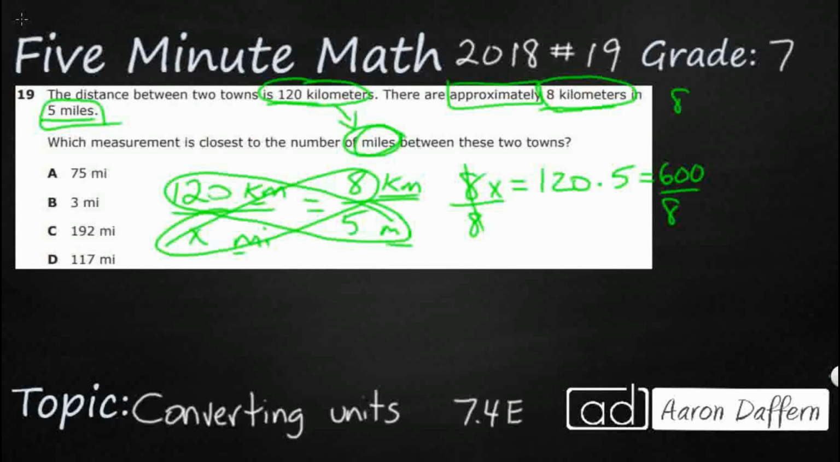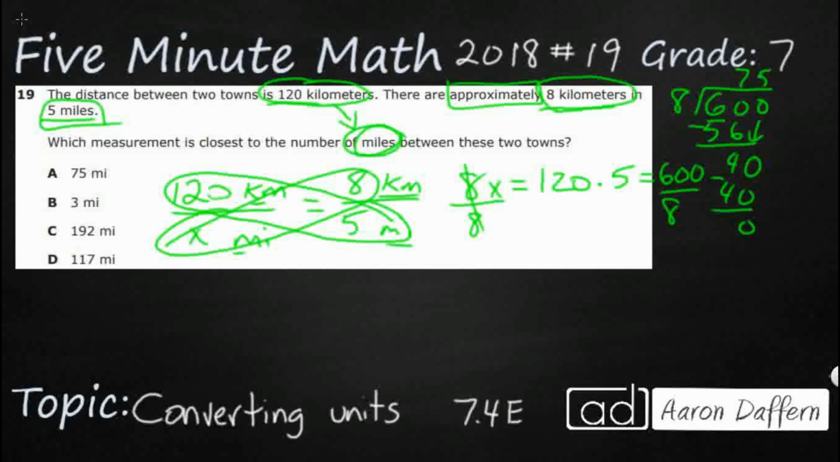That is not one I can do in my head, so let's just go ahead and do a little long division here. So let's see, 8 goes into 60 7 times, 56. Oh, that's nice. 8 goes into 40 5 times, and yeah, there's no remainder. So it looks like we're about 75 miles.